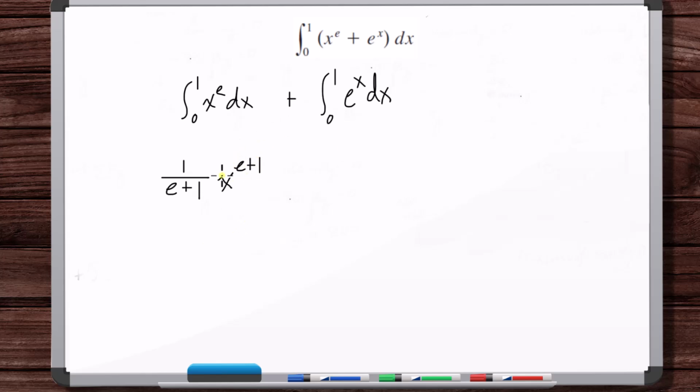Because if you take this derivative, use the power rule, you bring down the e plus 1, and so e plus 1 over e plus 1 is just 1, and then you subtract 1 from the exponent, so you're just left with x to the e, right? And then you're going to go from 1 to 0. Now the antiderivative of e to the x is just e to the x.